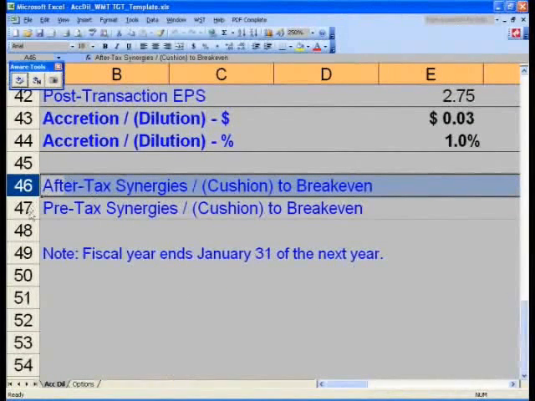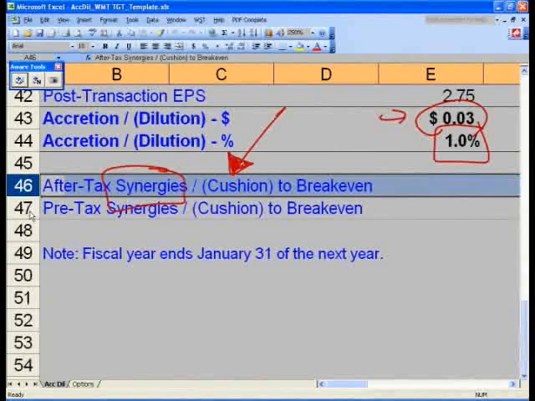What we are saying is that we are accretive by 1% or 3 cents. Well, I want to know what's the cushion that I've got, how much do I, quote-unquote, have to lose, 3 cents, before I go to break even, 0. Normally speaking, the synergies is the number that we need to break even, so that's the positive number. So the cushion will be negative.